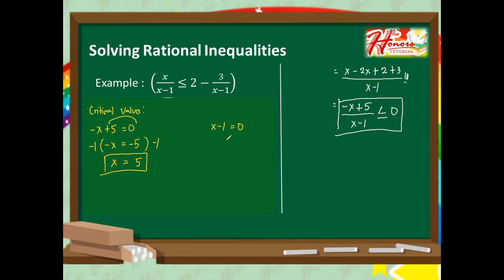Next, let's transpose negative 1 to the right side of the equation. So that is x equals 1. So our critical values are x equals 5 and x equals 1. So let's continue solving. Let me just erase the right side of the solution. Please remember this inequality, which is negative x plus 5 over x minus 1, which is less than or equal to 0. We will use it later.